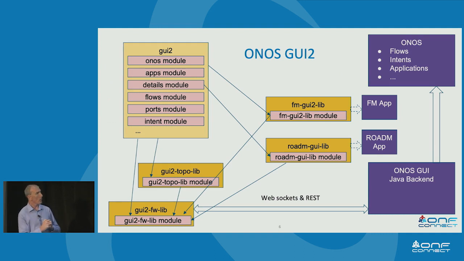So if we look at the ONOS GUI, just at how it's constructed, let's start at the bottom right. You've got the GUI2 framework live, okay? This is a library that's, like I say, in npm.js. It has one module in it, and the module has several components in it, and I haven't shown the detail of all the components here.